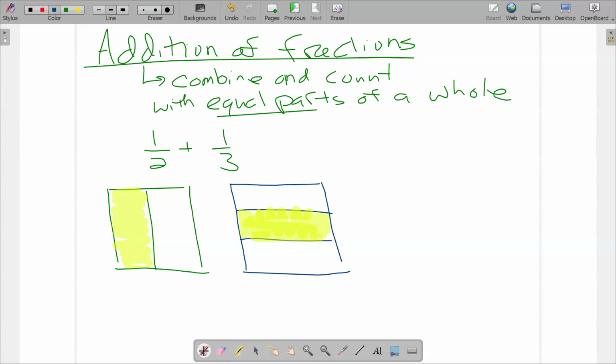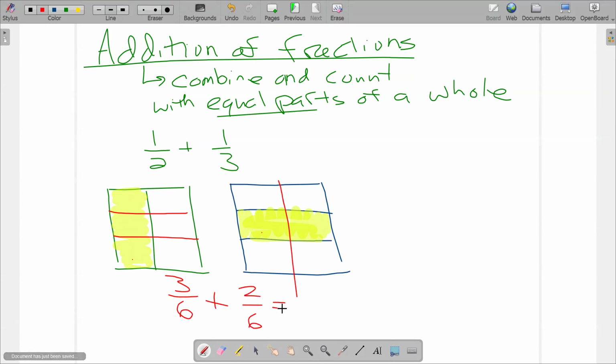However, if these are cakes, I can recut the cakes, right? So if these were cakes and I gave one kid this piece and I gave the other kid that, there's going to be blood, right? They're going to fight over it. So to make sure, I would cut the half cake in thirds and the third cake in halves. Now I can say, oh, well, instead of a half, I could call it 3/6. And instead of a third, I could call it 2/6. How many pieces do I have altogether? 5. They're all the same size. What size are they? They are all 6ths.